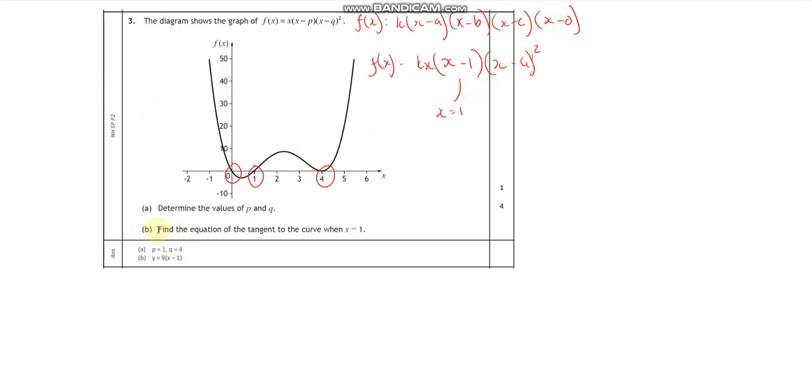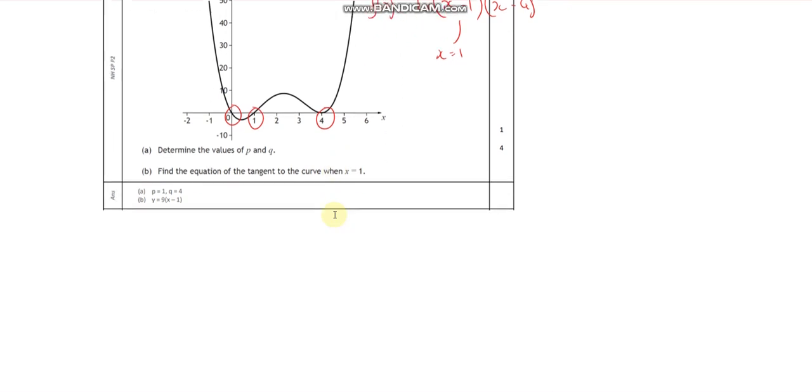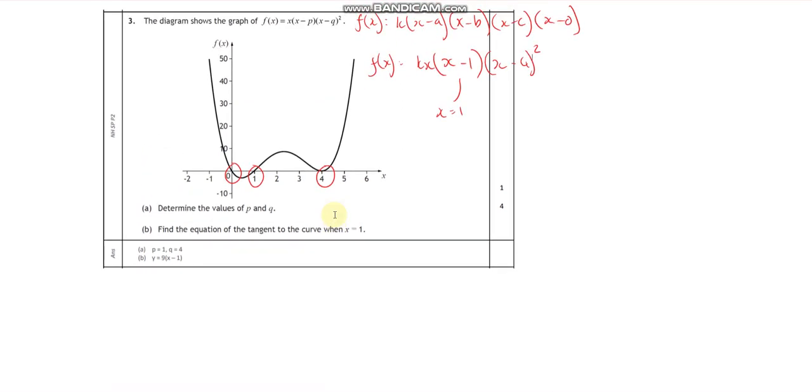Nice one. And then we've got find the equation of the tangent to the curve when x is 1. So this is our classic differentiation equation of tangent to the curve when x is 1. What this is wanting us to do is to differentiate. I'll leave that there.